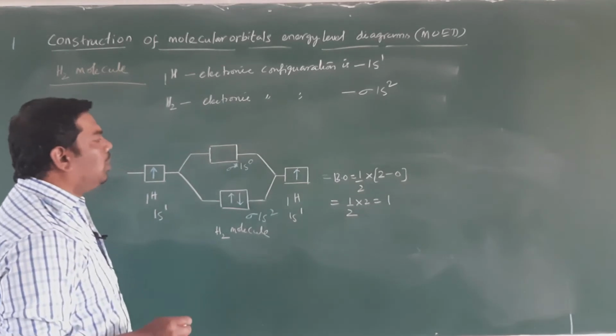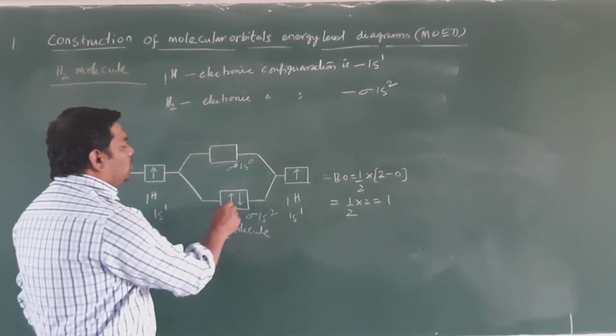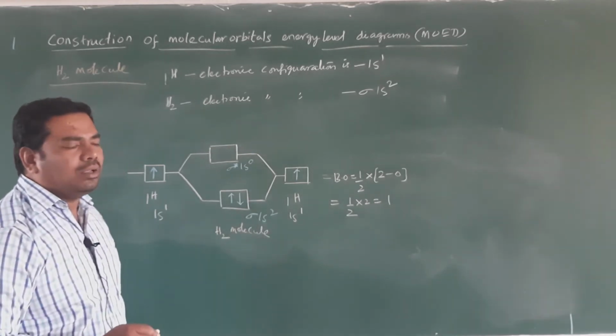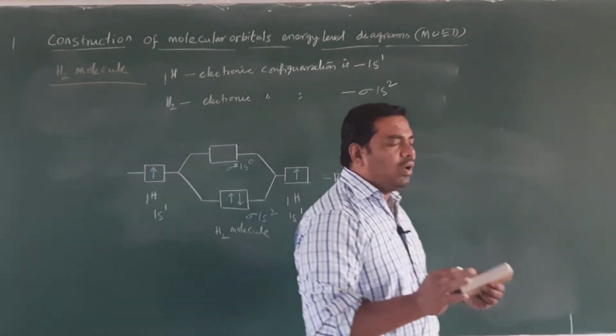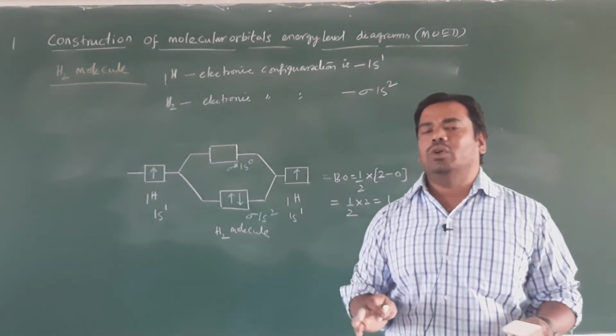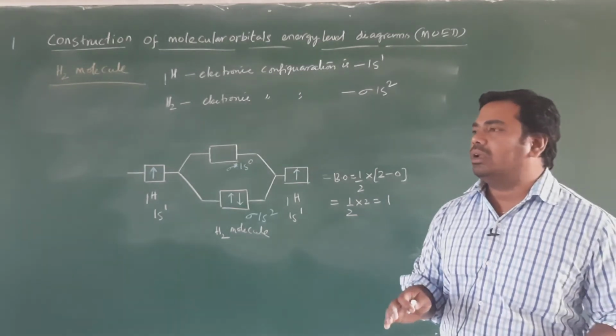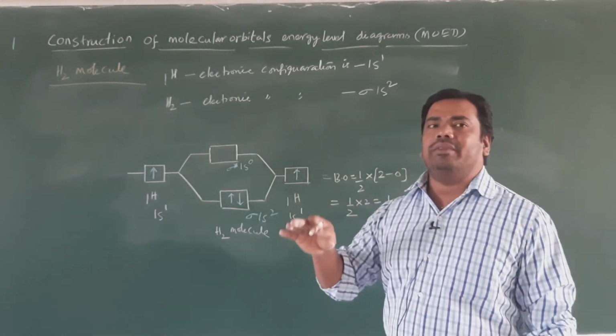So what is the bond order of H2 molecule, student? 1. And also how to calculate the magnetic property. Remember, student, how to determine the magnetic property of any homonuclear diatomic molecule or heteronuclear diatomic molecule. You can consider the valency electrons.